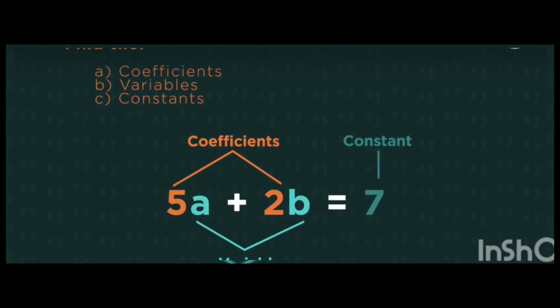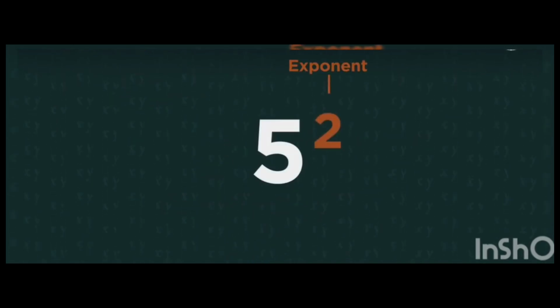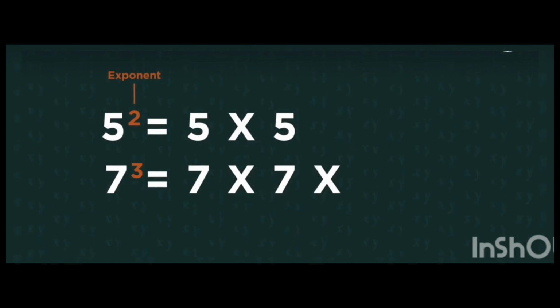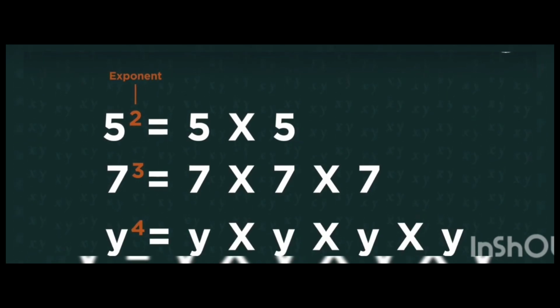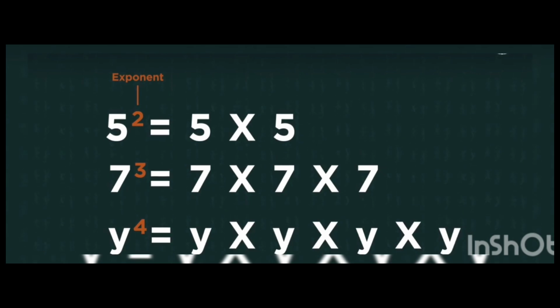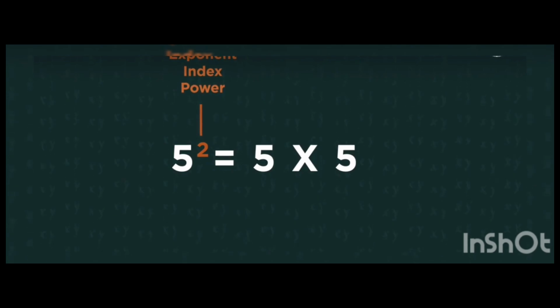Did you get them right? One final word we need to be aware of: exponents. The exponent tells us how many times to multiply the value by itself. The exponent has a few different names: exponent, index, power.